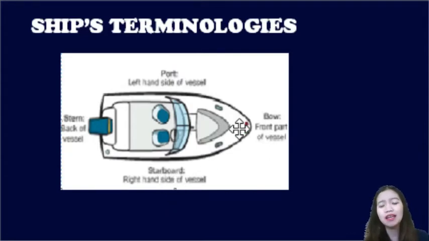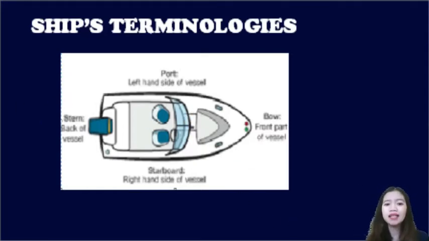Okay, so what else? The bow and the stern. The bow is the term they are using to define the front part of the vessel. So instead of using the front, they use bow. And also, they use stern as the back of the vessel. So, they do not use the term back of the vessel. They use the word stern.